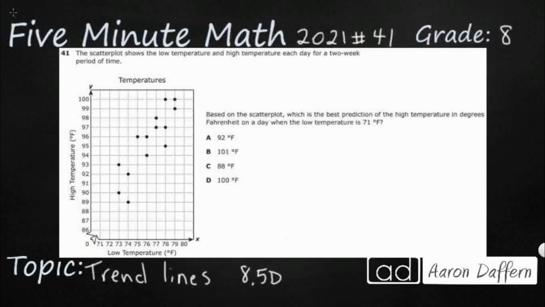Today we are looking at the 8th grade concept of trend lines. This is standard 8.5D in the great state of Texas, and we are using item number 41 off the 2021 released STAAR test. If you have not done so already, please take a moment to pause the video, work this problem out on your own, unpause it, and we will look at our answers together.